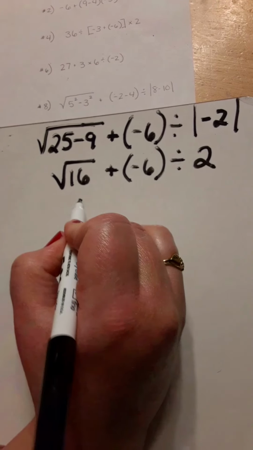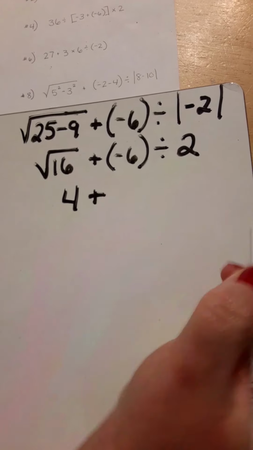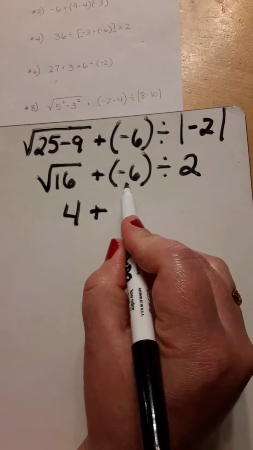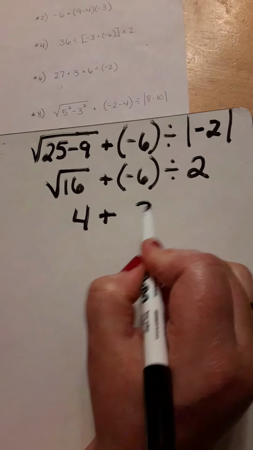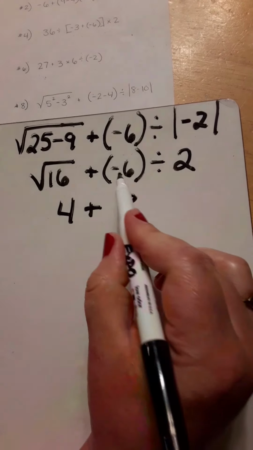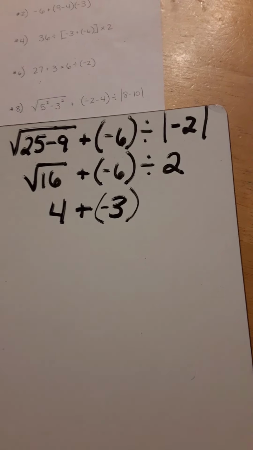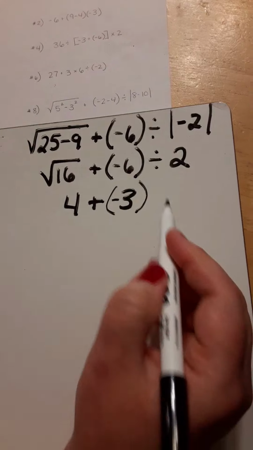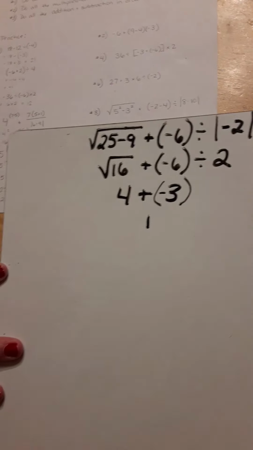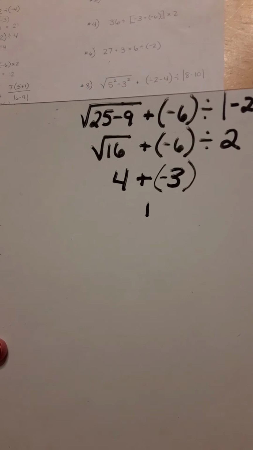The square root of 16 is 4. Now we're going to do our division. A negative 6 divided by 2 is 3, and I only have one negative sign, so that's a negative 3. Add these together, and my final answer is a positive 1.